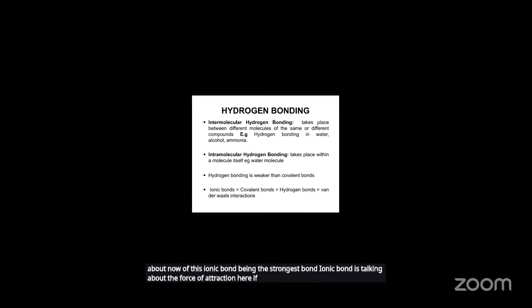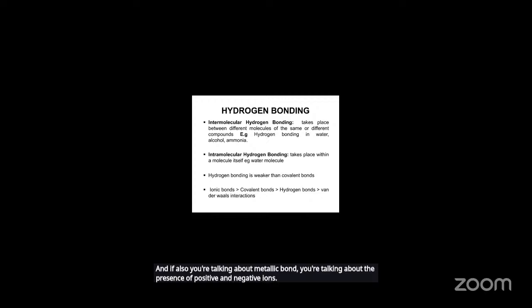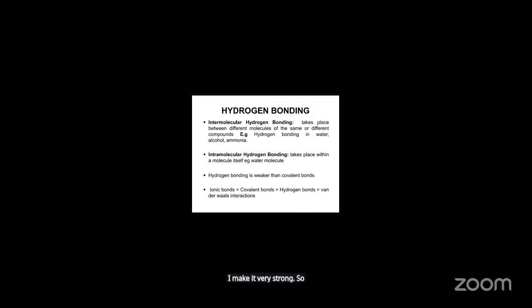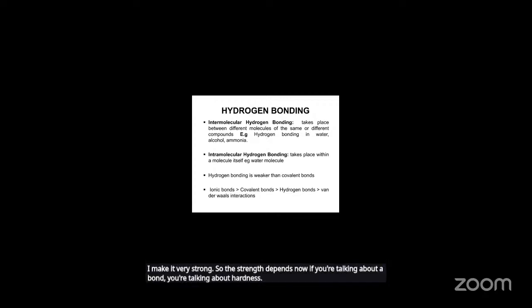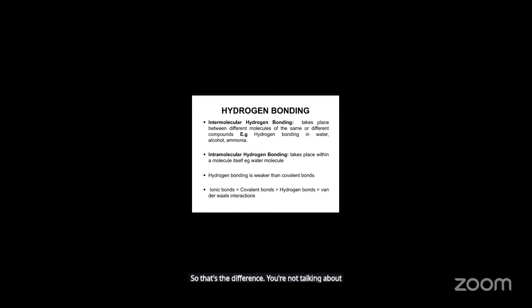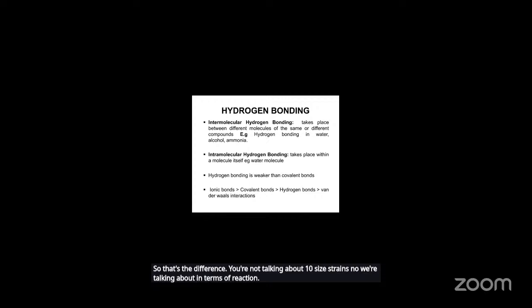If you are talking about the compounds or the atoms that made up this bond, remember, it is because of electronegative atoms. And if you're talking about metallic bond, you're talking about the presence of positive and negative ions that make it very strong. So the strength depends. Now, if you're talking about a bond, you're not talking about hardness. We're talking about strength in terms of chemical strength. So there are two different things. We're not talking about tensile strength. No. We're talking about it in terms of reaction. The ions, that is what we're talking about.